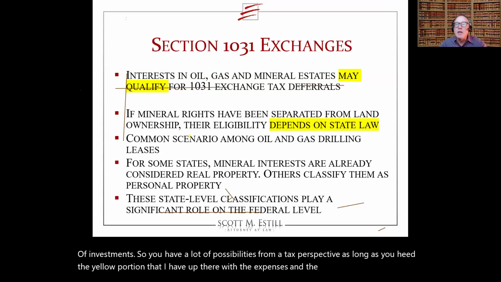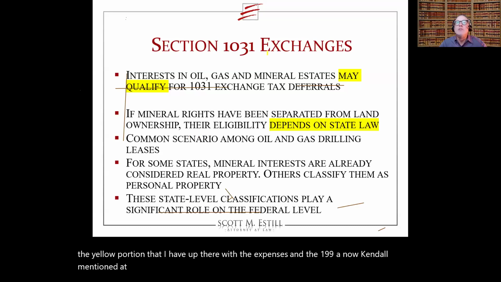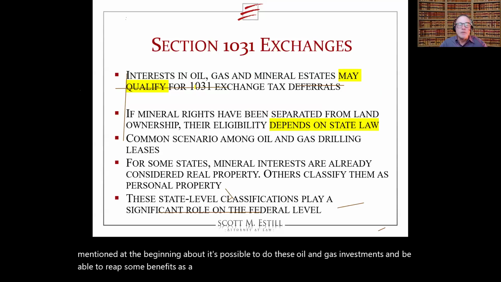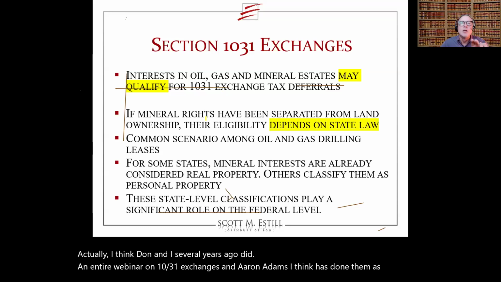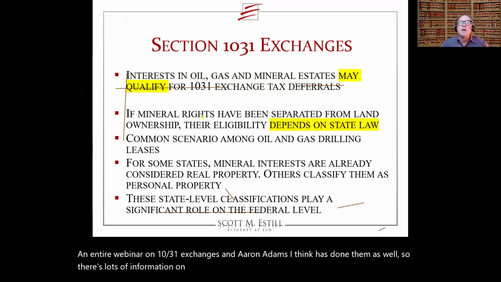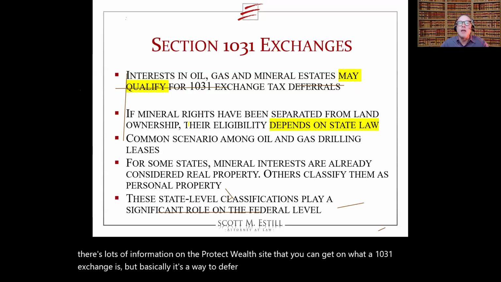Now, Kendall mentioned at the beginning that it's possible to do these oil and gas investments and be able to reap some benefits as a 1031 exchange. I don't want to go into the 1031 exchanges because actually, I think Don and I several years ago did an entire webinar on 1031 exchanges, and Aaron Adams, I think, has done them as well. So there's lots of information on the Protect Wealth site that you can get on what a 1031 exchange is. But basically, it's a way to defer your taxes on a capital gain.